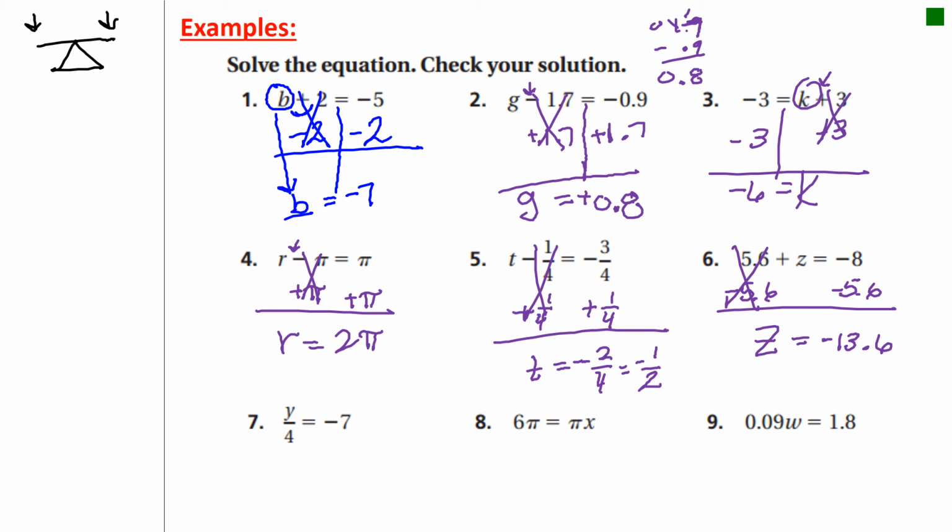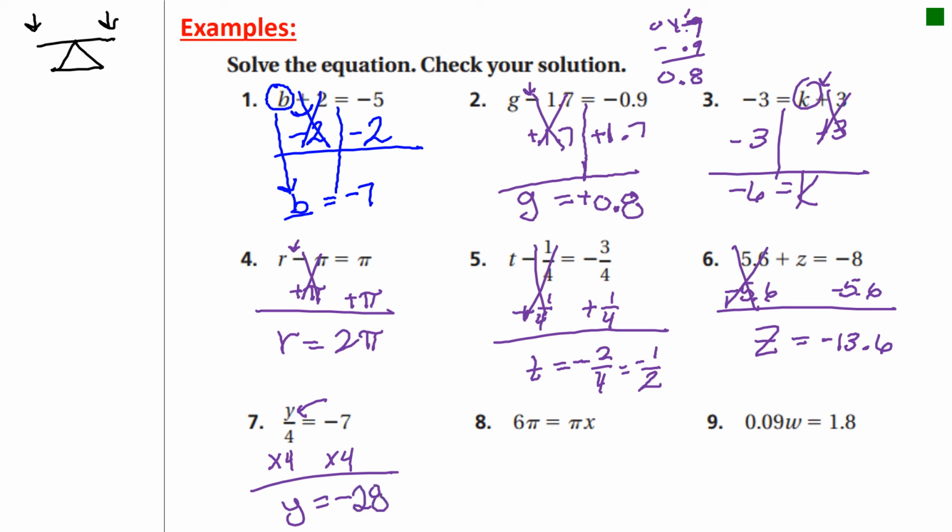All right, 7. 7's an easier problem. How do you undo division? You undo division with multiplication. So we're going to multiply by 4 on both sides. Y equals negative times positive is negative, and 7 times 4 is 28.